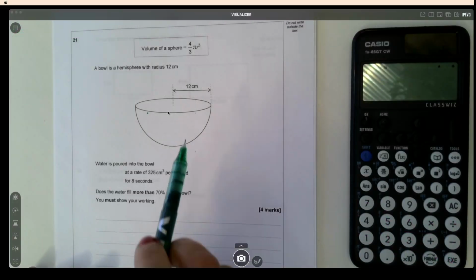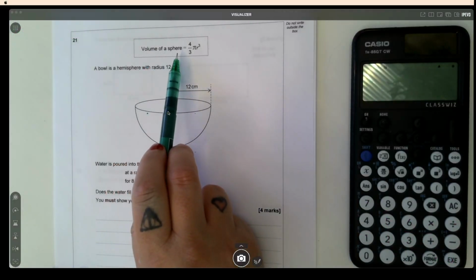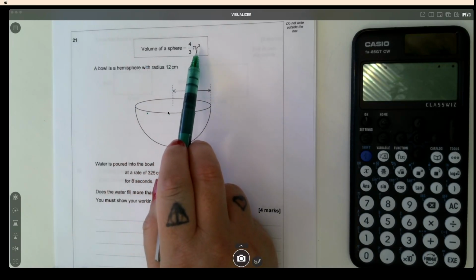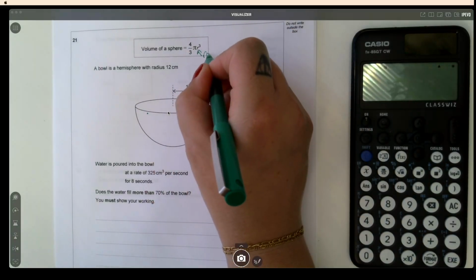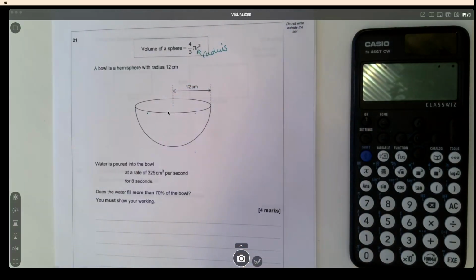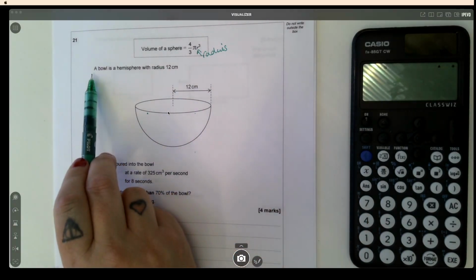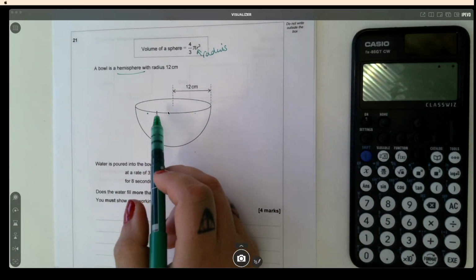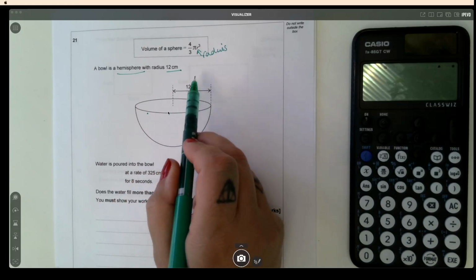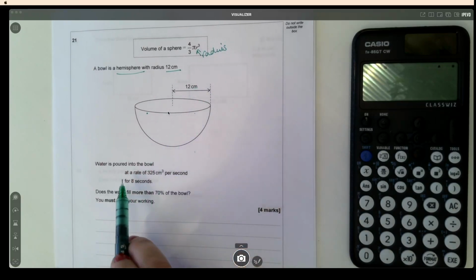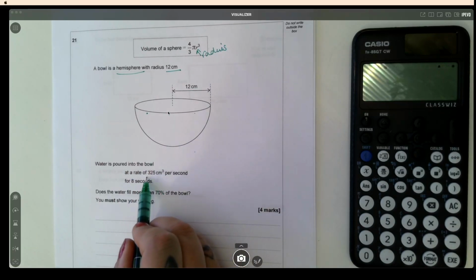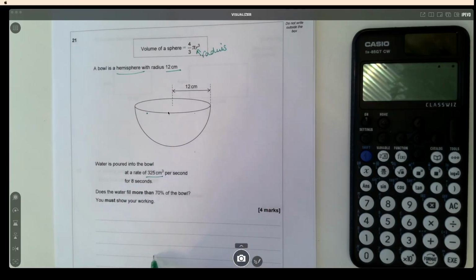Question 21. So first of all, we're given the formula for the volume of a sphere. It's 4/3 multiplied by pi multiplied by r cubed, r being the radius of the sphere. A bowl is a hemisphere, which is half of a sphere, with a radius of 12. So we've been given that value r there, look. Water is poured into the bowl at a rate of 325 centimetres cubed per second for 8 seconds. Does the water fill more than 70% of the bowl? You must show your working out.